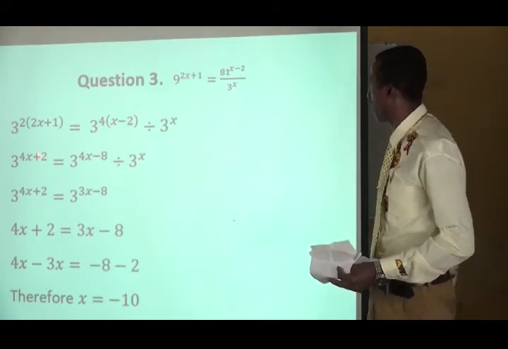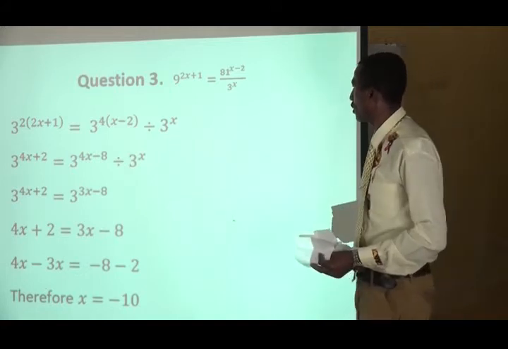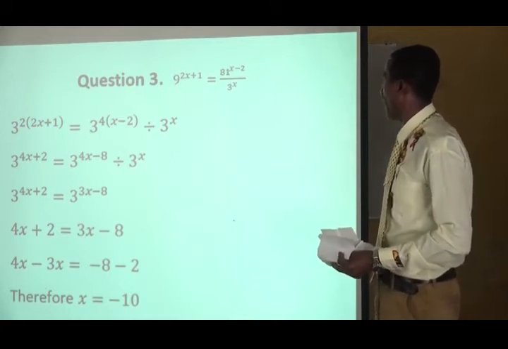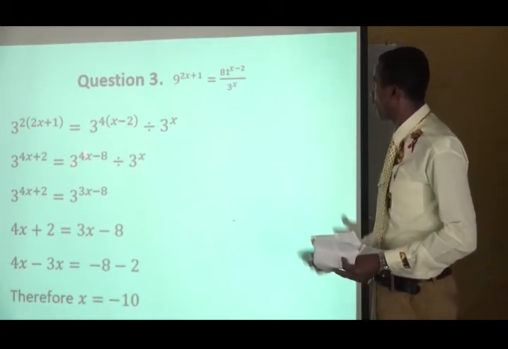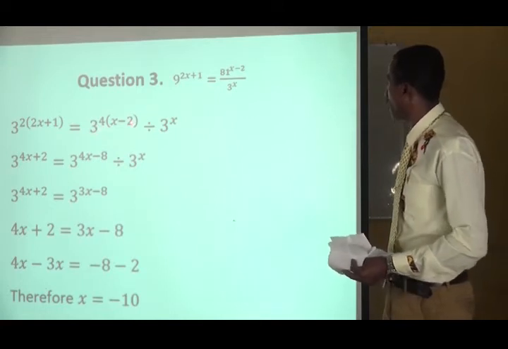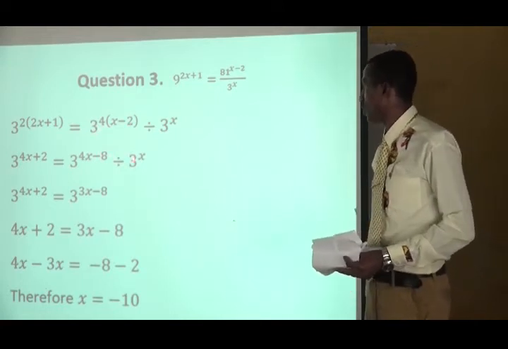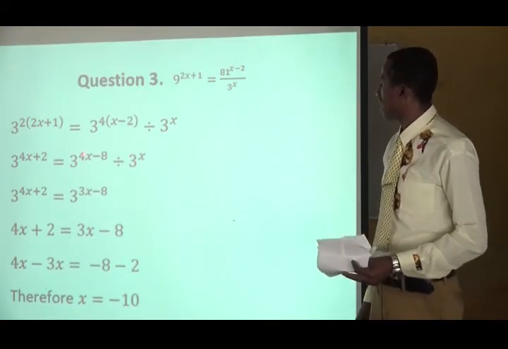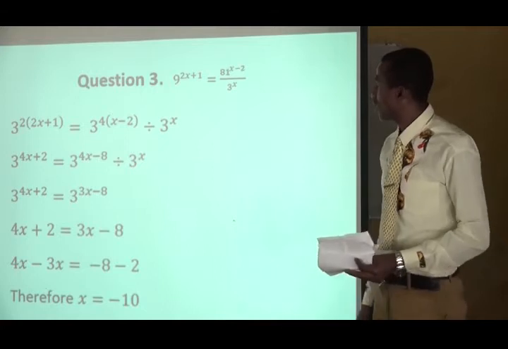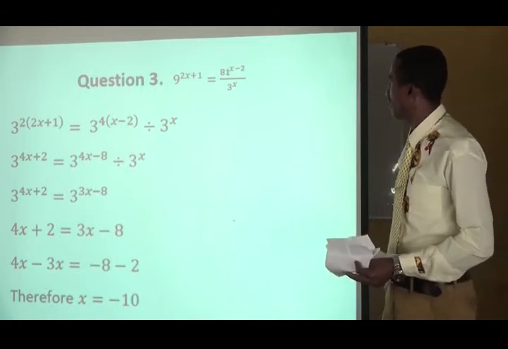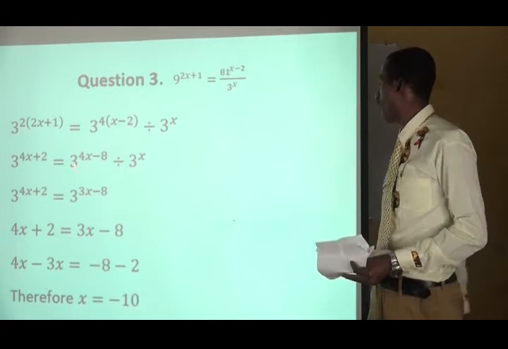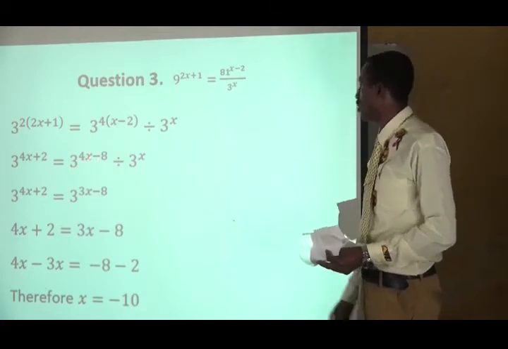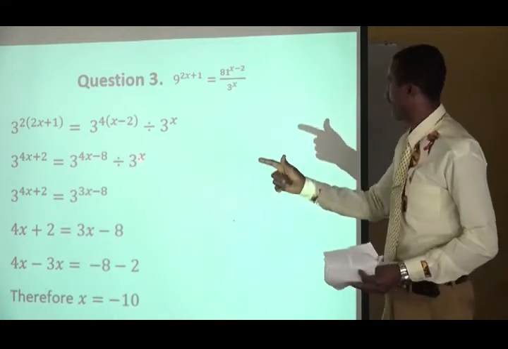So the left-hand side becomes 3 to the power of 4x plus 2. And also, by removing the bracket of power 3 on the right-hand side, it becomes 4 times x gives 4x, and 4 times minus 2 gives you minus 8, divided by 3 to the power of x. And by simplifying the right-hand side, we can see that 3 is the common base, which obeys the second law of indices, that is division. So we have to write the common base, which is 3, and subtract the powers. So that becomes 3 to the power of 4x minus x minus 8.